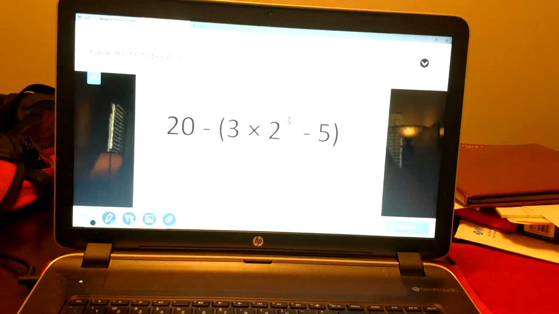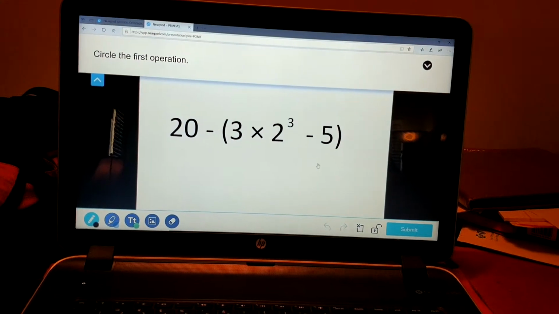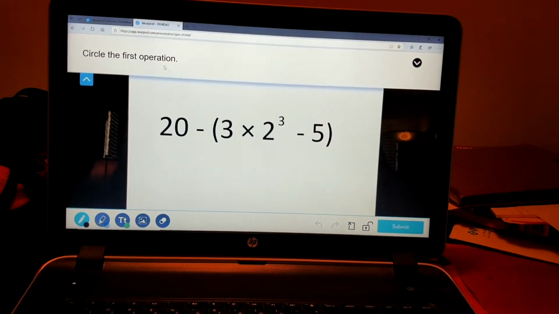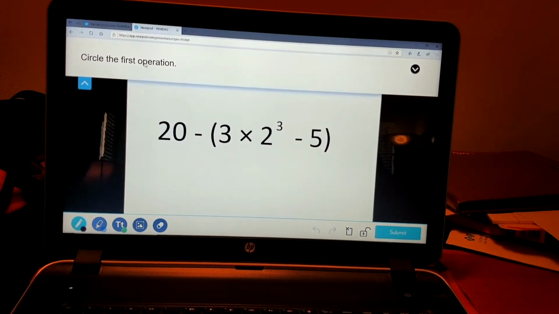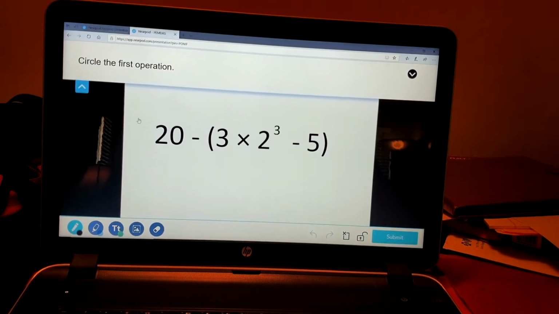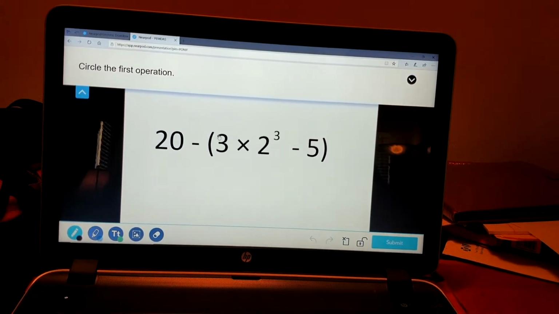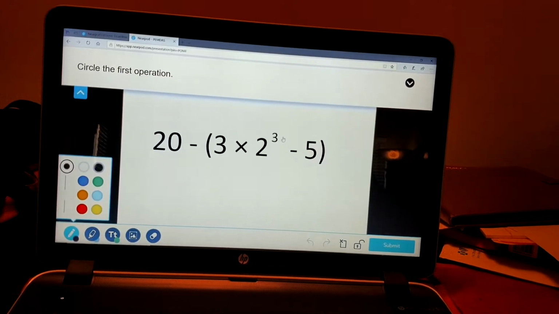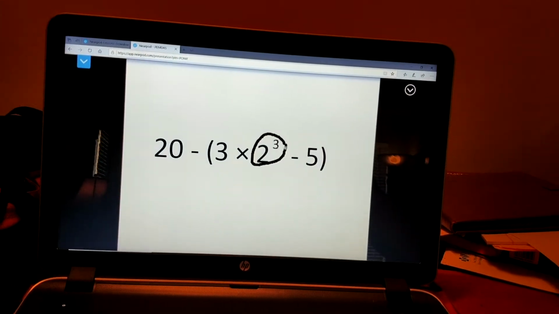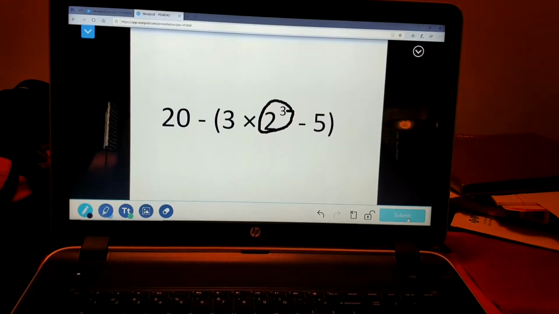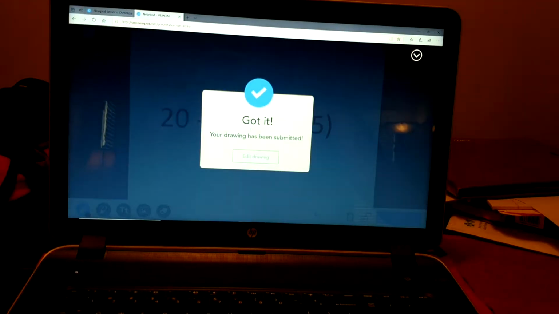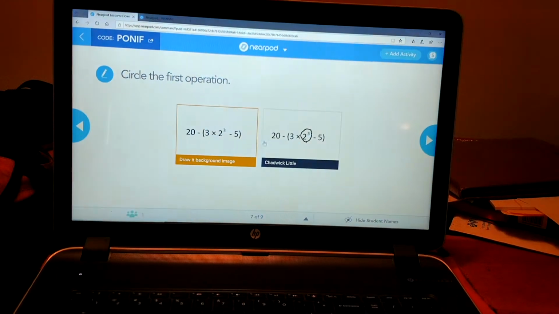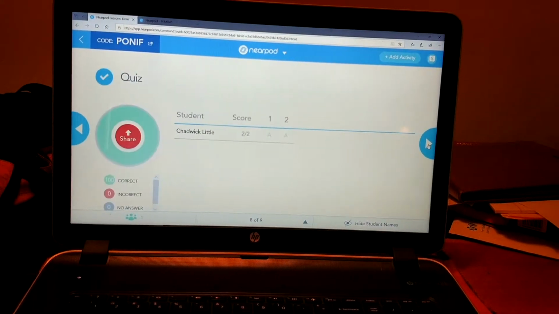Another drawing, which uses exponents. This one is just circle your first operation. So you run through there: parentheses, yes. Inside the parentheses, no. Exponents, yes. Choose the pencil, circle 2 to the third, and submit. The teacher gets to look at it, says yes, that's good, and we move on.